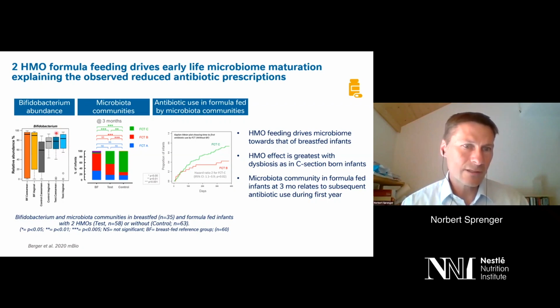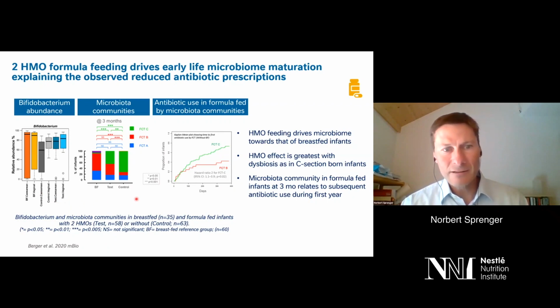So these are the two blue groups here. And you can see when we stratify C-section and vaginal-born infants, especially the C-section-born infants profit from the addition of the HMOs, because they move from the dark gray to this darker blue. So they increase the bifidobacterium population the most. And just to mention, in this cohort we had about 37% C-section-born infants, stratified equally in both control and test group, the same number.